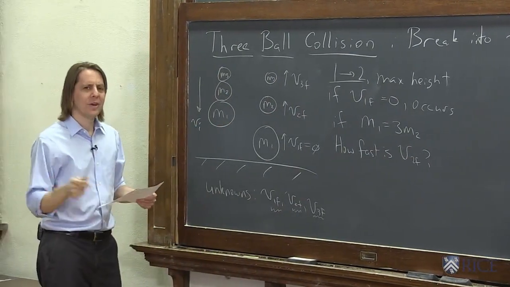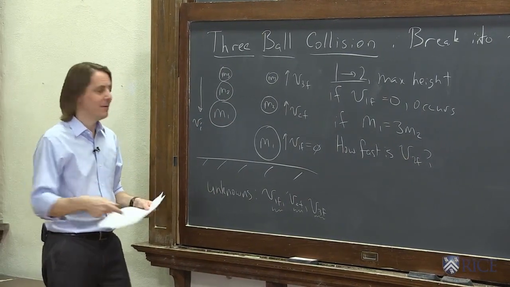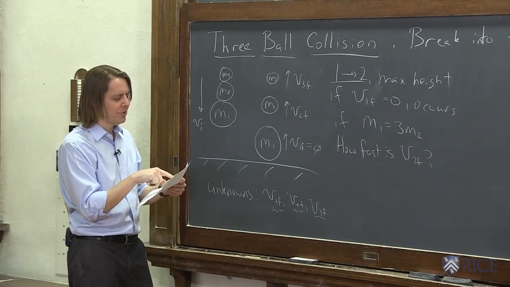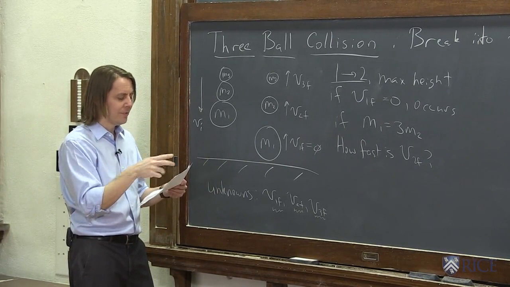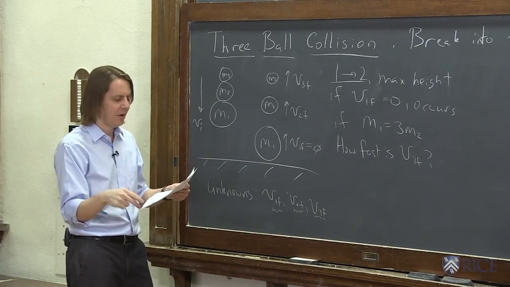Well, if you recall in the lecture, that's actually how we started. We wrote down the expression for V2f. We realized we didn't need it. We needed V1f. But let's go back and remember V2f. It was 2m1 over m1 plus m2 times V1i, plus the difference, m2 minus m1 over m1 plus m2, times V2i. That was the general elastic collision.